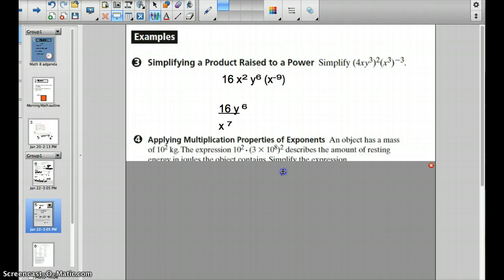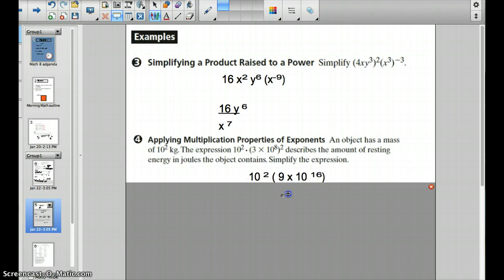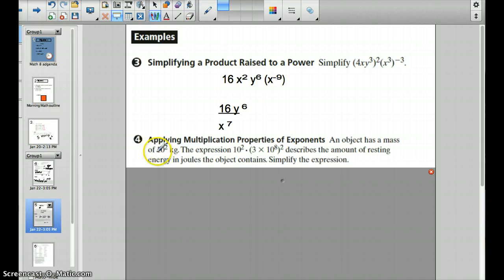And then here is an application that we can look at. So we have an object that is 10 squared kilograms, 100. And then we have the expression 10 squared times the quantity 3 times 10 to the 8th, squared, which describes the amount of resting energy in joules the object contains. So we want to simplify it.